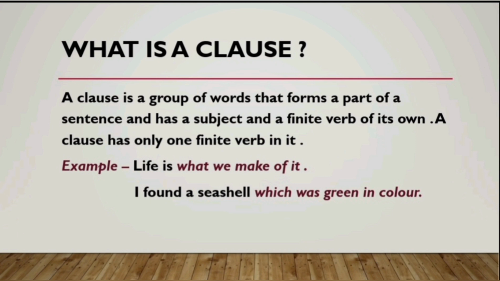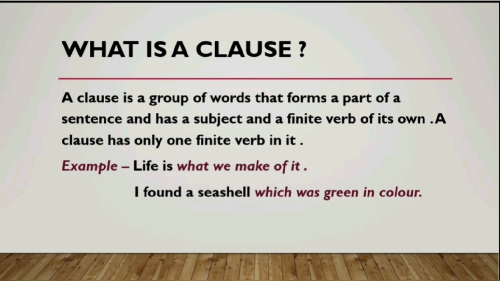And what does it contain? It contains a subject. What is a subject? Subject is the doer of the action, and the doer of an action would be a noun or a noun phrase or a pronoun. Okay, and it has a finite verb. A finite verb is a verb which changes its form according to the number and gender of a person or the tense of the verb. I will explain its meaning with some examples.